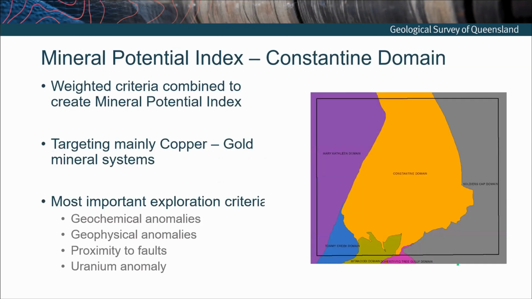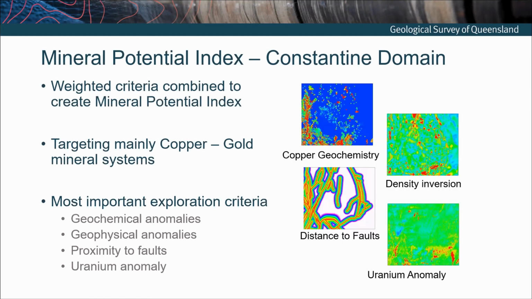So this is the Constantin Domain. This is the main area that's in the center of the Quamby project. It's predominantly undercover. We were just looking at copper gold mineral systems in the area. The most important exploration criteria that came out were geochemical anomalies, geophysical anomalies, proximity to faults, because a lot of the faults in the model are quite major faults, and also uranium anomalies. And as you can see, these are different parts of the inputs.